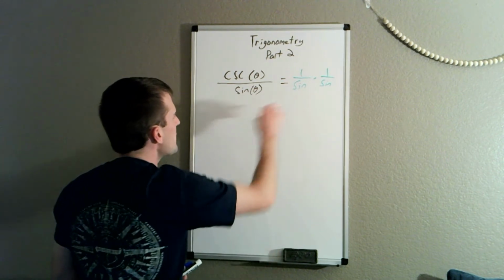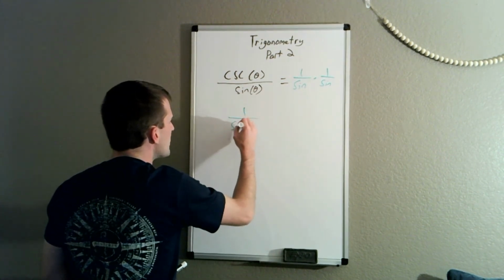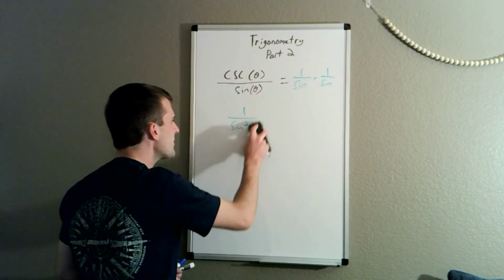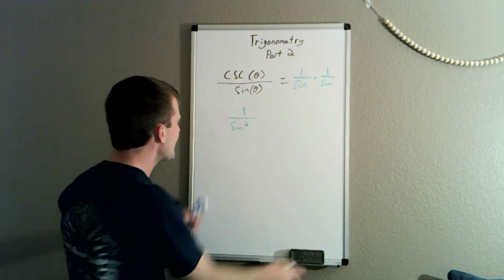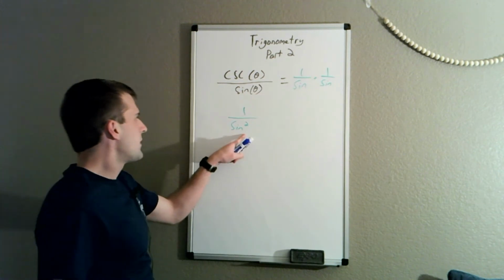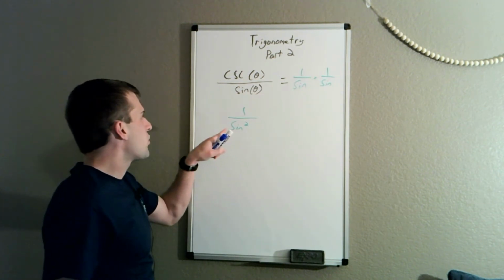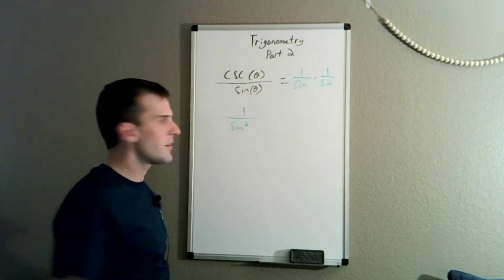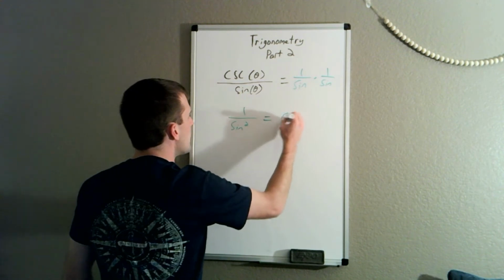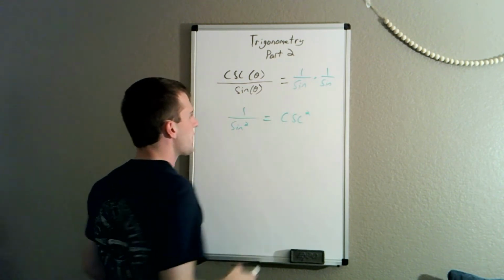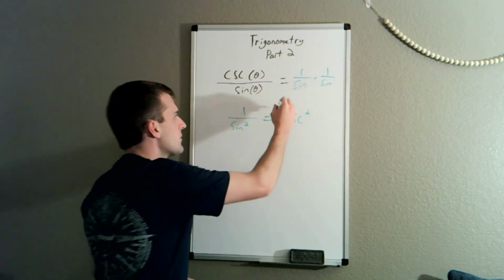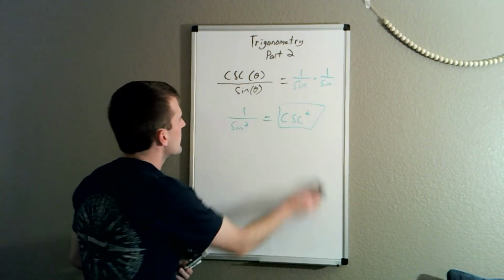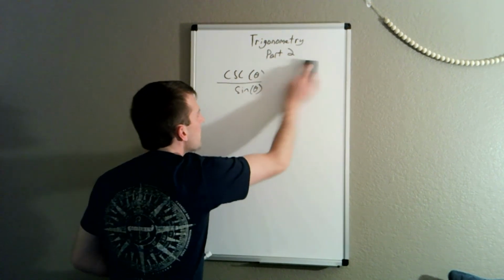And you can multiply this out, and you get 1 over sine squared theta. Oh, I need to stop writing out theta, like I said I would. So 1 over sine squared theta. And then we can simplify this one more time. Since cosecant is equal to 1 over sine theta, this is the same as cosecant squared theta. And that's your answer.